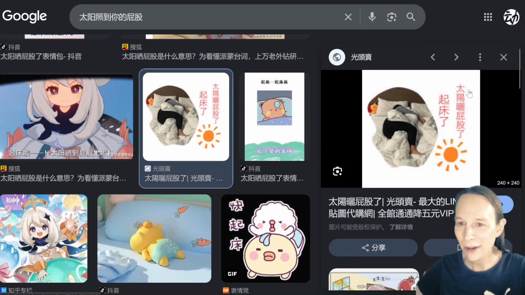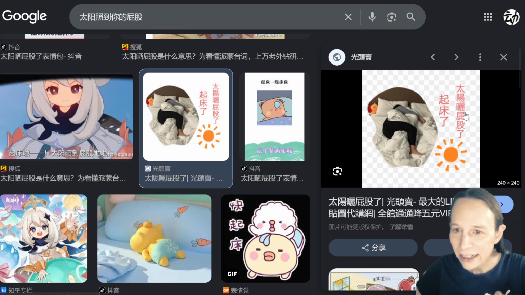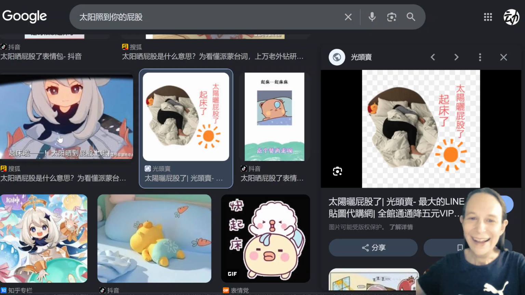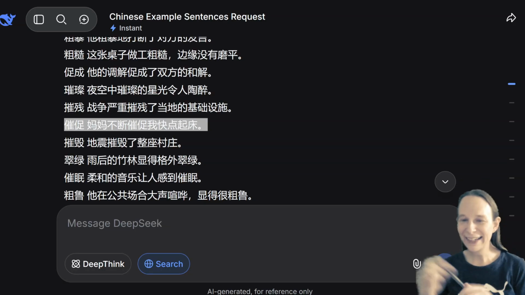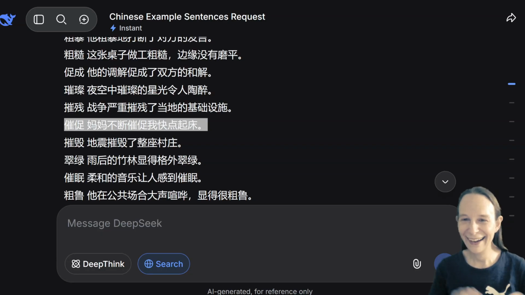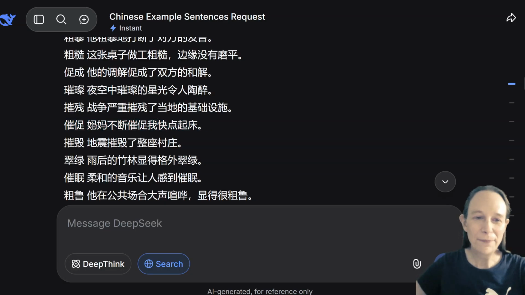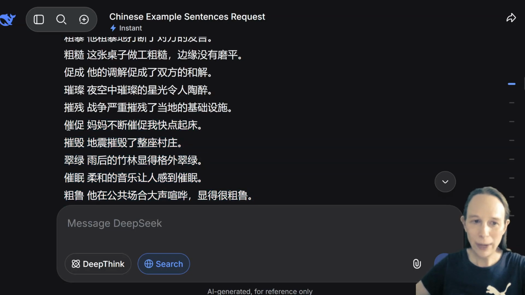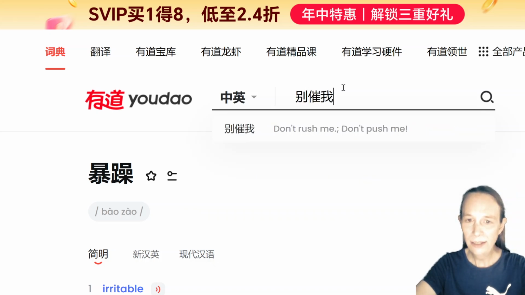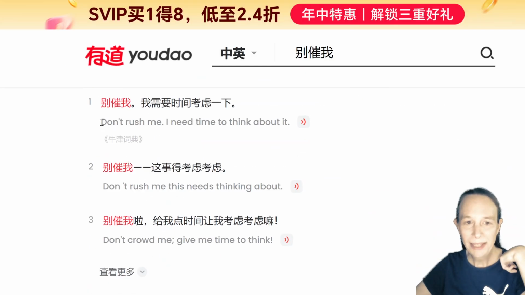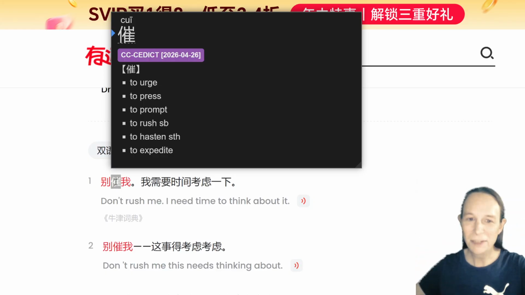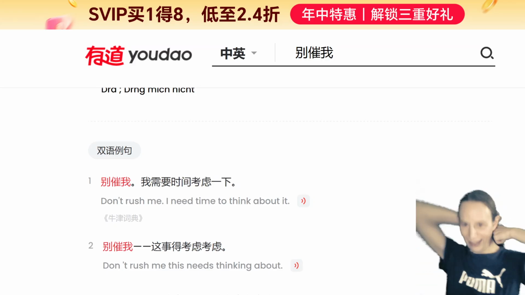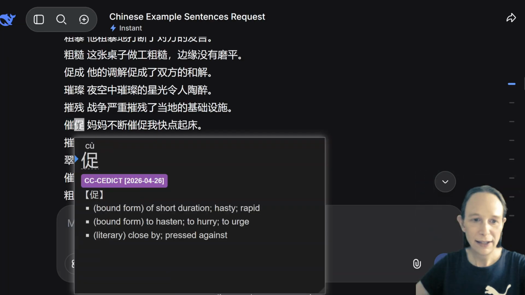Okay. 起床了，太阳晒屁股了. So when your mother gets you to wake up, she might say, "The sun is shining on your bottom," as justification for you waking up. Okay, so 催 and 促 both imply some sort of urging. 催 by itself, 别催我, is quite a common phrase. Don't rush me, don't push me. 我需要时间考虑一下. Need time to think. 不要催. 促 is not used by itself, but it does mean hurry up kind of thing.